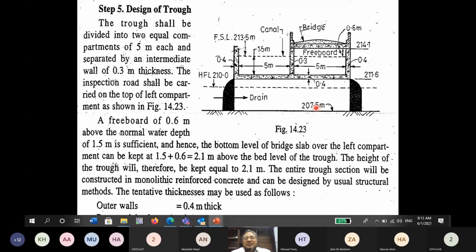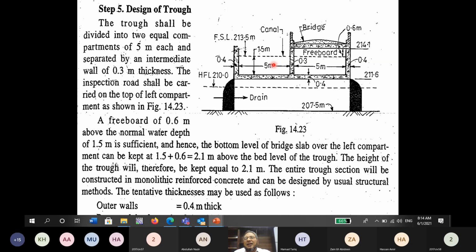Only the fifth step remains, that is the design of the trough. So a concrete trough we have to design. You know, the total width of the trough is 10 meter, and we have the waterway length of 10 meter. How much is the flumed width of the canal which is passing over the drainage? So that was 10 meter. So 50% was the fluming ratio. So there 5 meter and 5 meter, we have made 2 compartments.